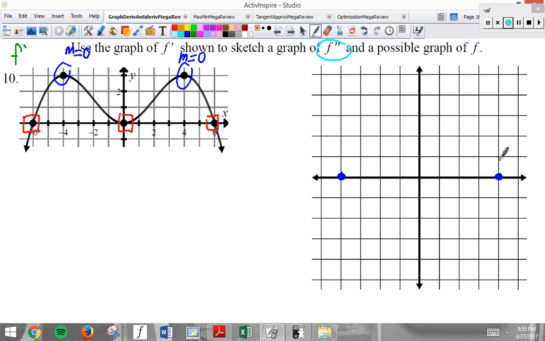And then I would notice that this guy, his slope goes from positive to negative to positive. Oh, this is both. Sorry. Slope is positive, slope is negative, slope is positive, slope is negative. Okay, here we go. Slope is positive.